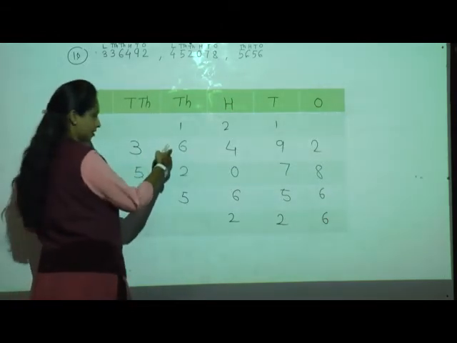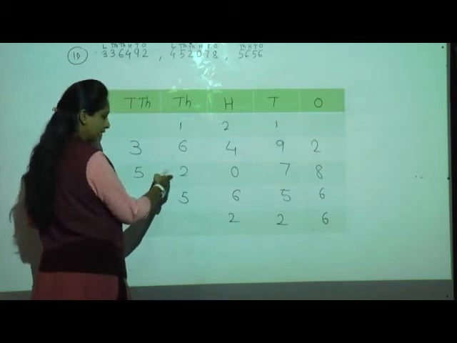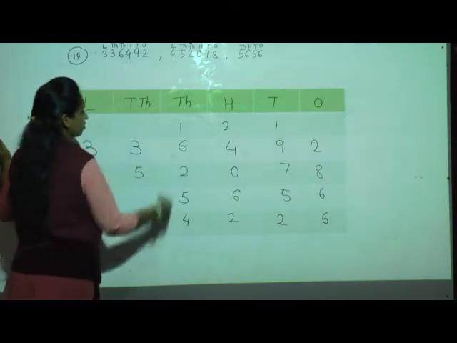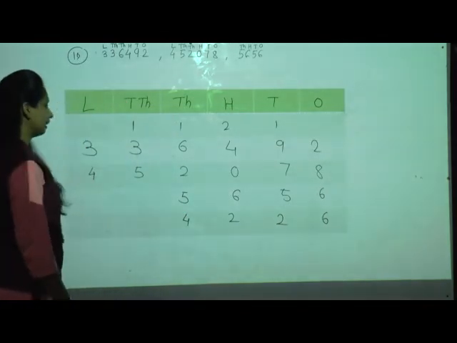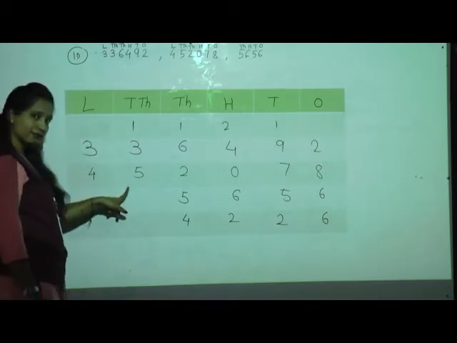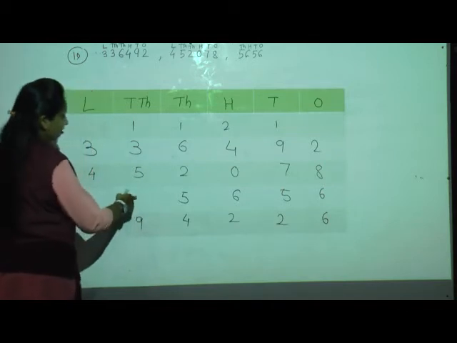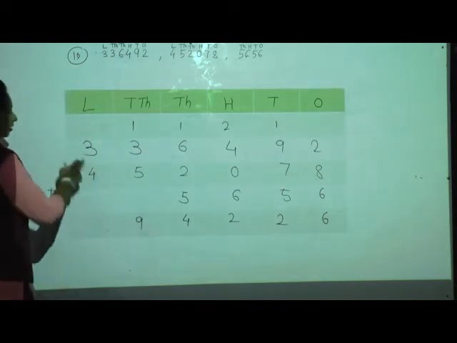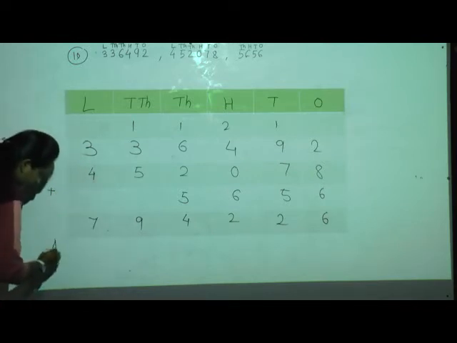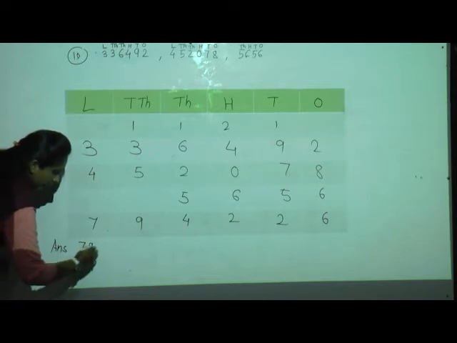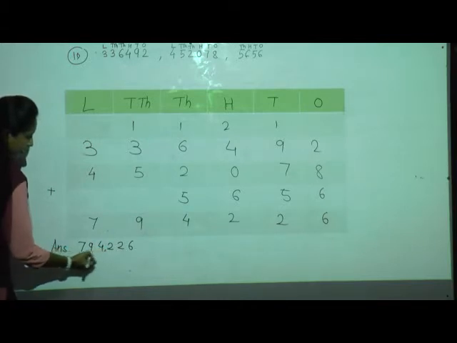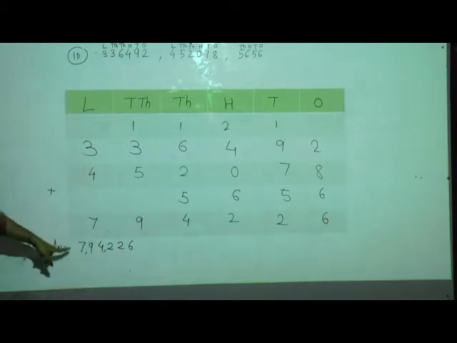1 plus 6, 7, 7 plus 2, 9, 9 plus 5 is 14. So write 4 on the thousands place and carry 1 to the 10,000s place. Now 1 plus 3 is 4, 4 plus 5 is 9. Here nothing is there, means 0, no need to add anything. Now the last, 3 plus 4 is 7. So what is the answer? 794,226. So give a comma after 3 digits, and after 2 digits. What is the answer?